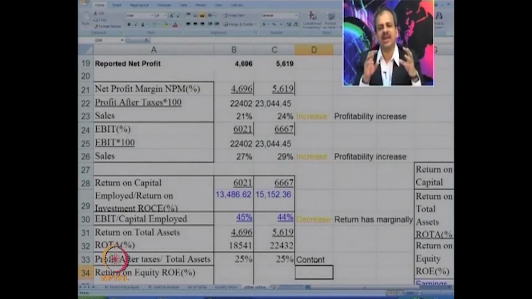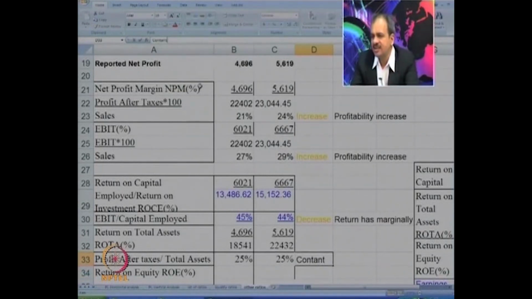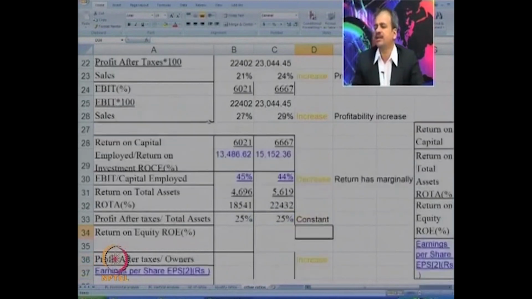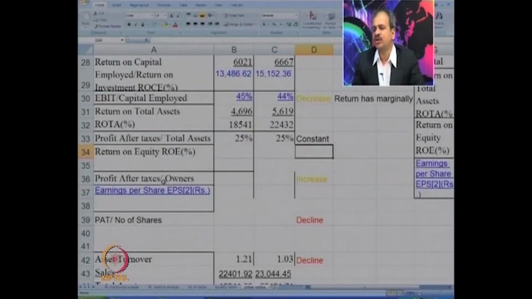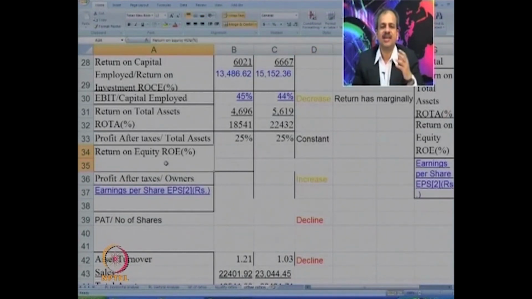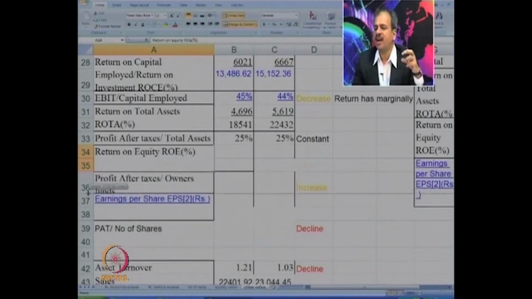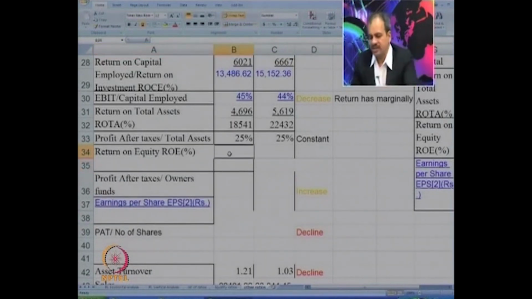So, those who are looking from the earning potential of the assets, for them we will realize that the amount has more or less remained constant. Okay. Now, let us go to the next ratio, which is return on equity. As the name suggests, this is from the viewpoint of the owners. So, here we try to calculate the profit after tax as a percentage of owners funds.